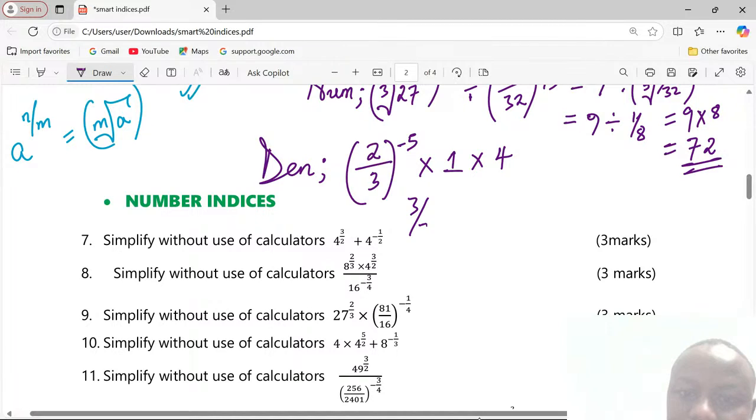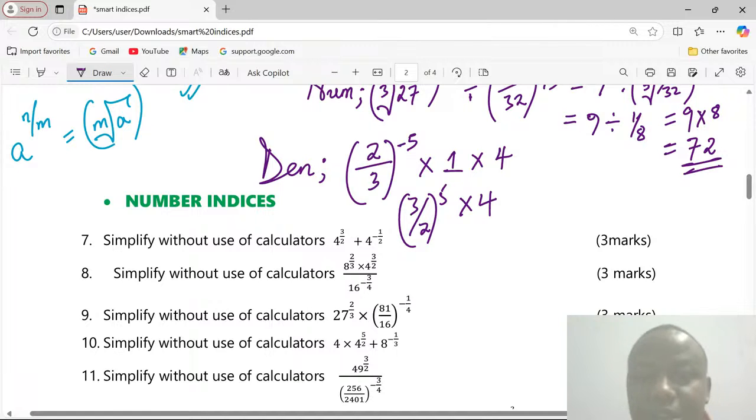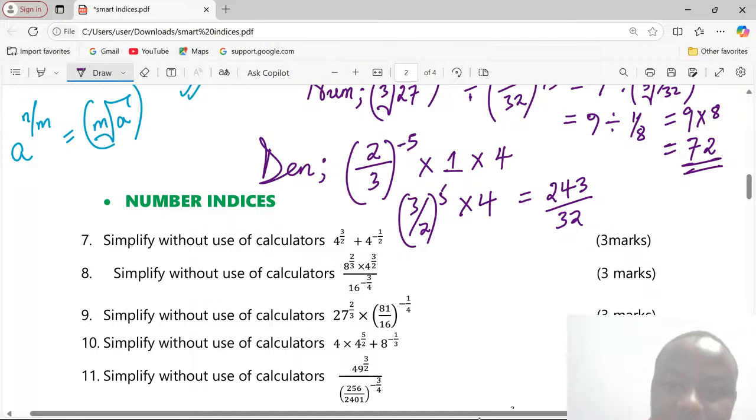Now, to work out the first point here, we need to take the reciprocal. 3 out of 2. Then we raise to power 5. Then we will be multiplying everything now by 1 by 4, which is just by 4. This is going to be 3 power 5, which is 243 divided by 2 power 5, then multiplied by 4. Now this is going to give us 8, 1 by 4, 8. So 243 out of 8. This is from the denominator.